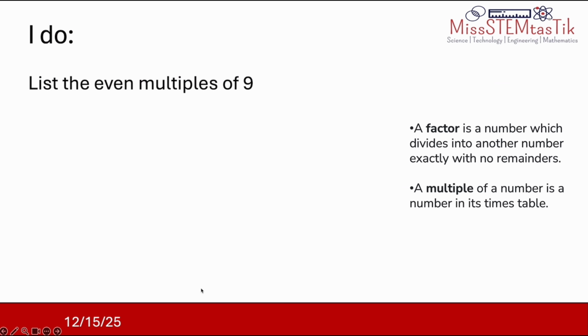So list the even multiples of 9. So I'm going to stop at 90. And I'm going to initially write down the 9 times table. So 1 times 9 is 9, 2 times 9 is 18, 3 times 9 is 27, 4 times 9 is 36, 5 times 9 is 45, and 6 times 9 is 54, 7 times 9 is 63, 8 times 9 is 72, 9 times 9 is 81, and 10 times 9 is 90.